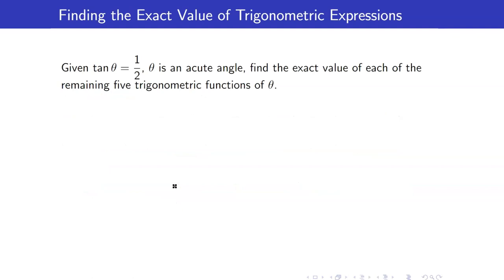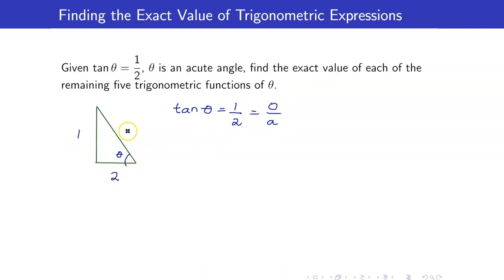Here's another example. Tangent theta is equal to 1/2 and theta is again another acute angle. Let us find the remaining trigonometric functions. Step 1, draw a right triangle. And then we will assign values for the two sides. Tangent theta is 1/2 but tangent is opposite over adjacent. Let this be my theta. So we will take opposite to be 1 and adjacent to be 2.